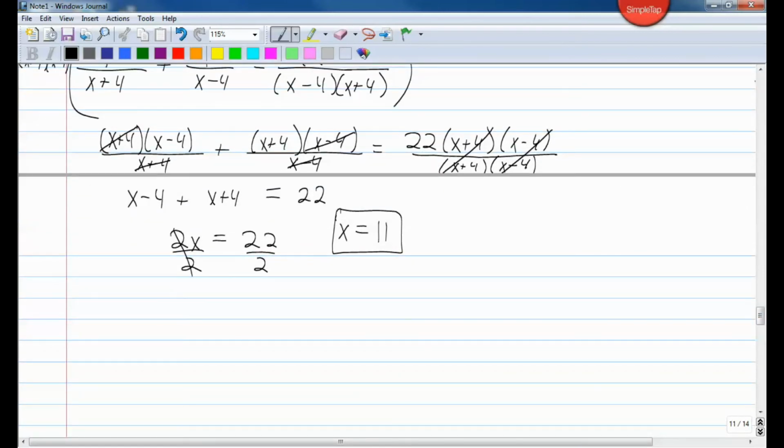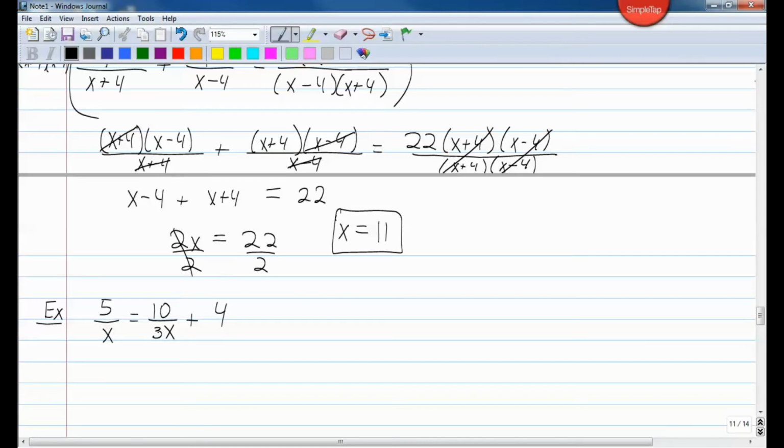Alright, I want to look at one more of these real quick. These sometimes are considered maybe the easier of the rational equations, but I haven't worked one out. Just want to make sure that you get this down pat. Let's say I have 5 over x equals 10 over 3x plus 4.